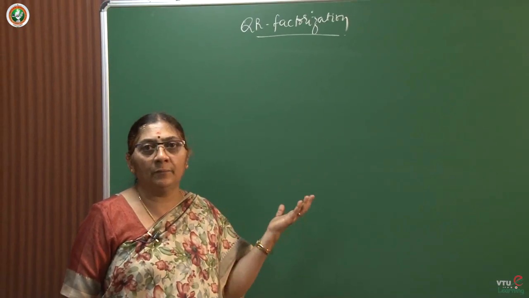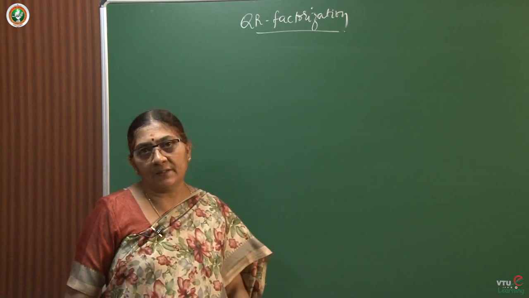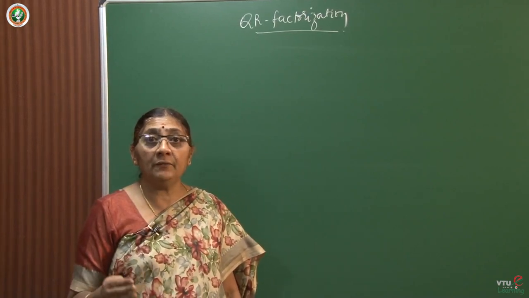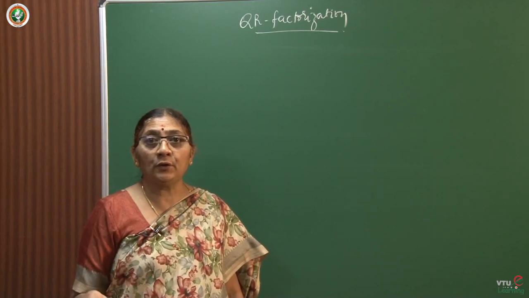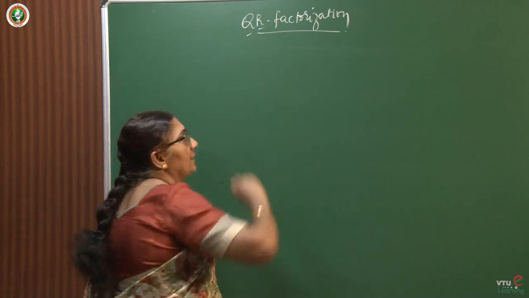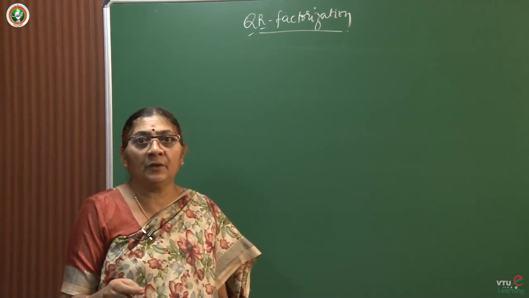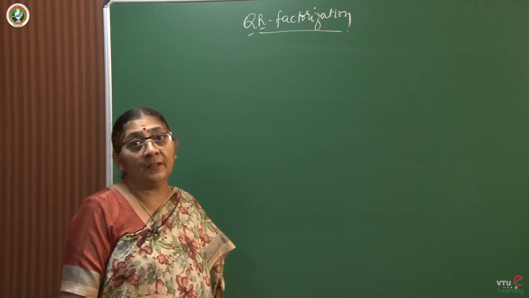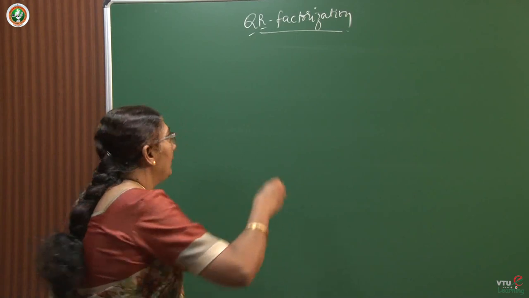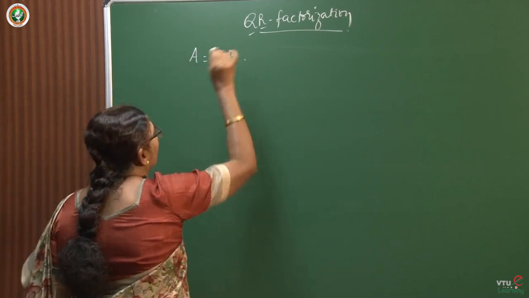Usually there is one problem in the question paper allotted 10 marks on QR factorization. Why factorization? We convert the given matrix into a product of two matrices. One matrix is Q, another matrix is R. Therefore, the author who invented this method gave it the name QR factorization. It means we break up the given matrix into Q times R.